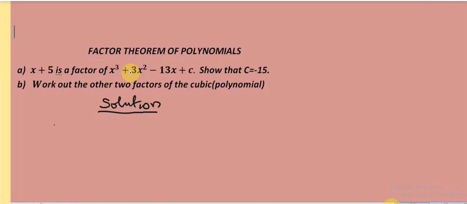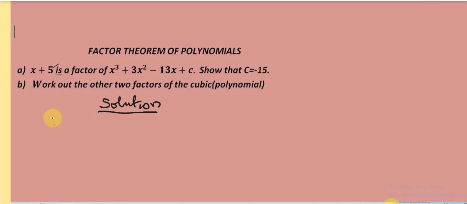This is actually a cubic function. You can see this is a polynomial: x raised to the power of 3 plus 3x raised to the power of 2 minus 13x plus c. And this question says that x plus 5 is a factor of this. We should show that c is equal to minus 15. So in this case, we're going to use this factor to prove that c is equal to minus 15.